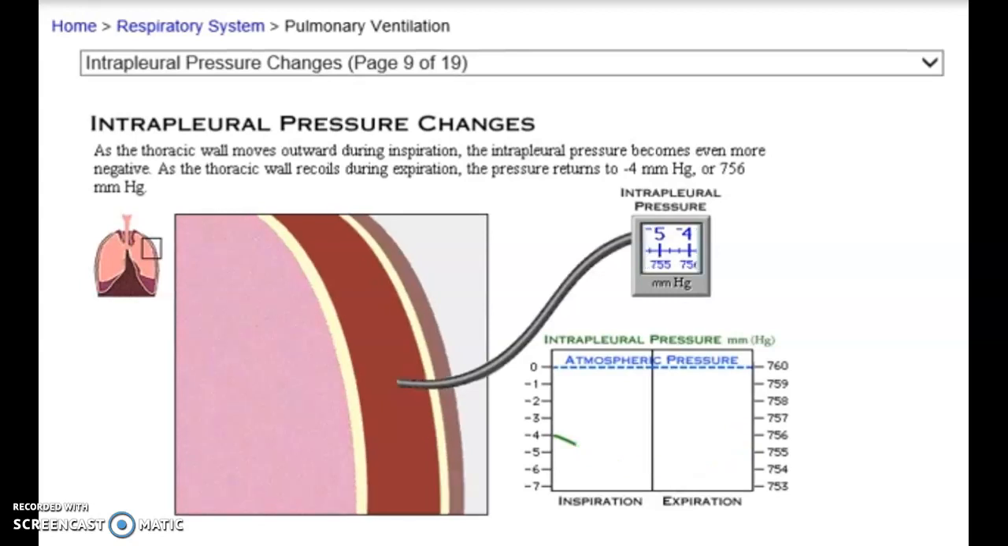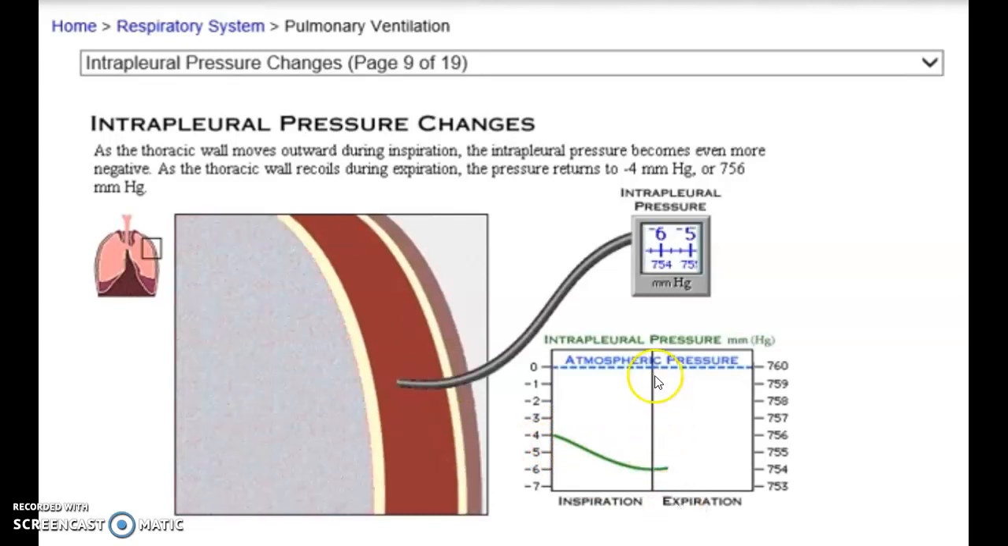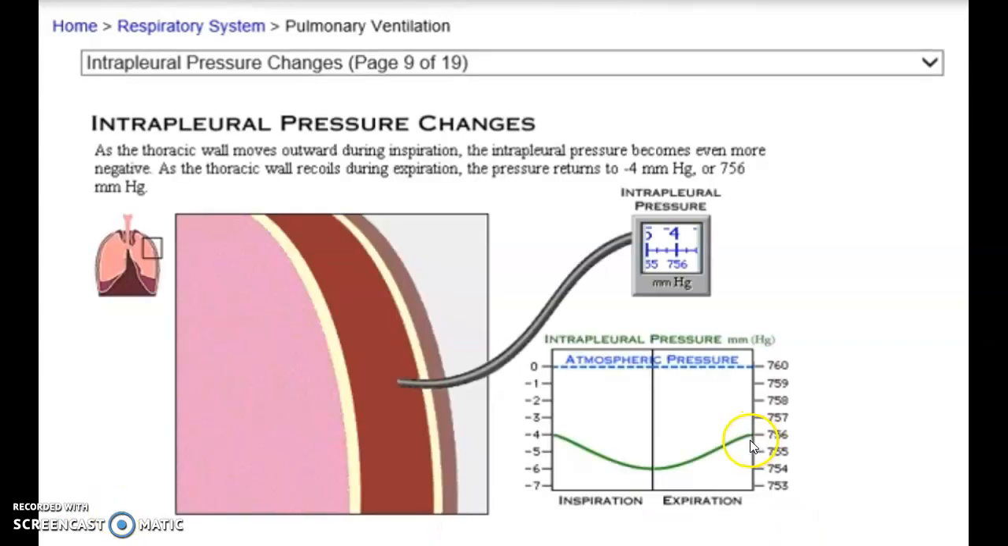Now, again, in inspiration, it starts at -4. By the time we get ready to start exhaling, the intrapleural pressure is going to drop all the way down to -6. Okay, and then by the time we start exhaling, where we have to increase the pressure inside, it's going to go from this negative pressure to a less negative pressure, as we see right here.